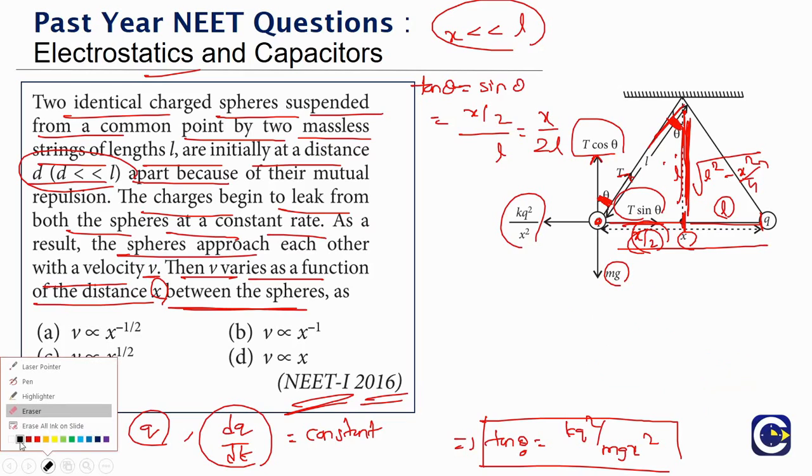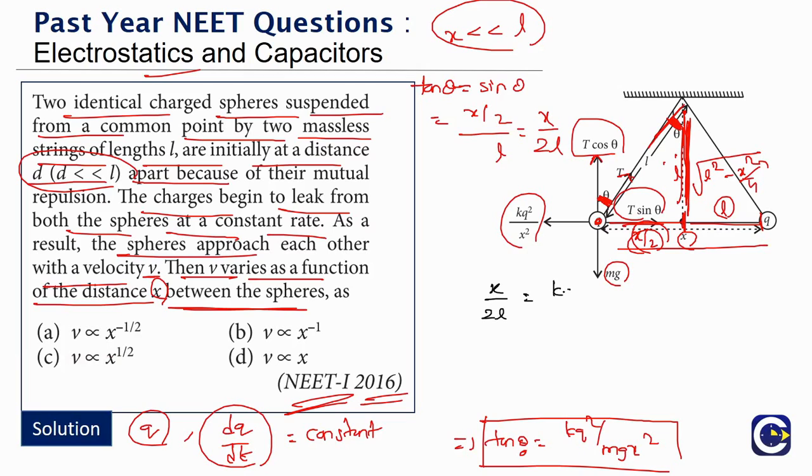So that is the reason why we are getting tan theta as x by 2L. Now in place of tan theta, what we will substitute? X by 2L is equal to KQ square by mg into x square. We will just rearrange them. So we will bring everything other than q square to the left side. What we will have? Mg into x cube divided by 2Lk. This is equal to q square.